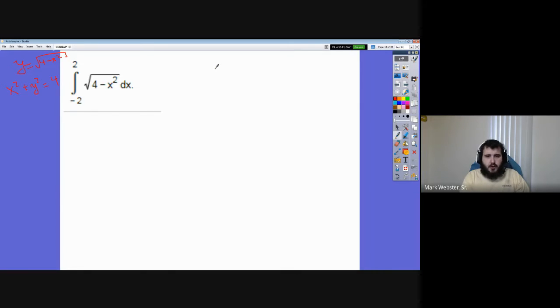So the thing of it is, if you had no other recourse, which here we really don't, since I haven't taught you any better yet, you could say, all right, well, this is the top half of a circle. This is a semicircle with a radius of 2. Well, what's the area of that? That's what this is asking anyway. What's the area from -2 to 2, the whole thing?